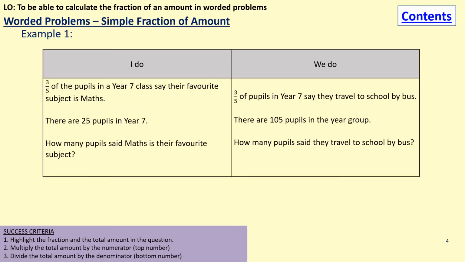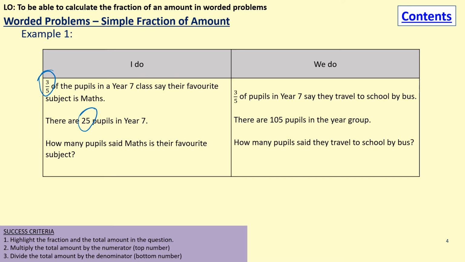Example 1. 3/5 of the pupils in a Year 7 class say their favorite subject is maths. There are 25 pupils in Year 7. How many people said maths is their favorite subject? Let's have a look at success criteria. 1. Highlight the fraction and the total amount in the question. So my fraction is 3/5 and the total amount of pupils is 25.